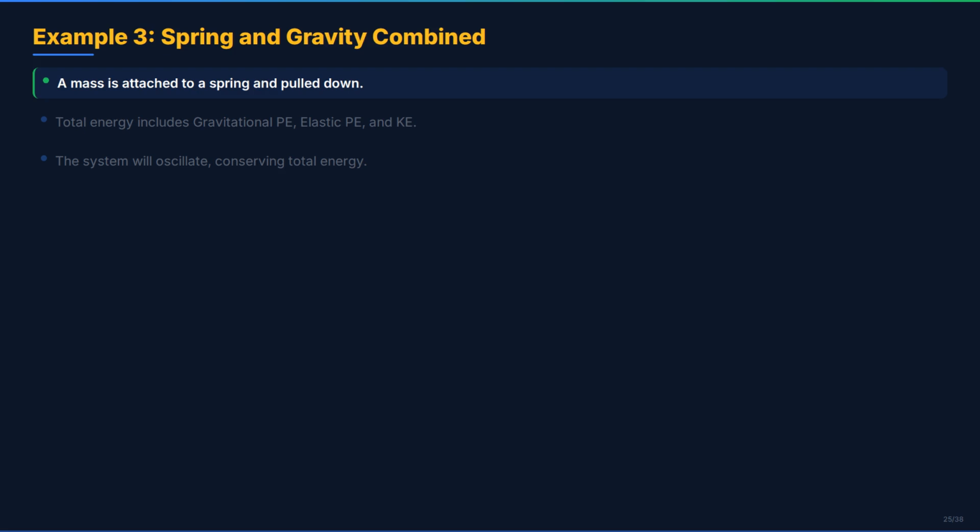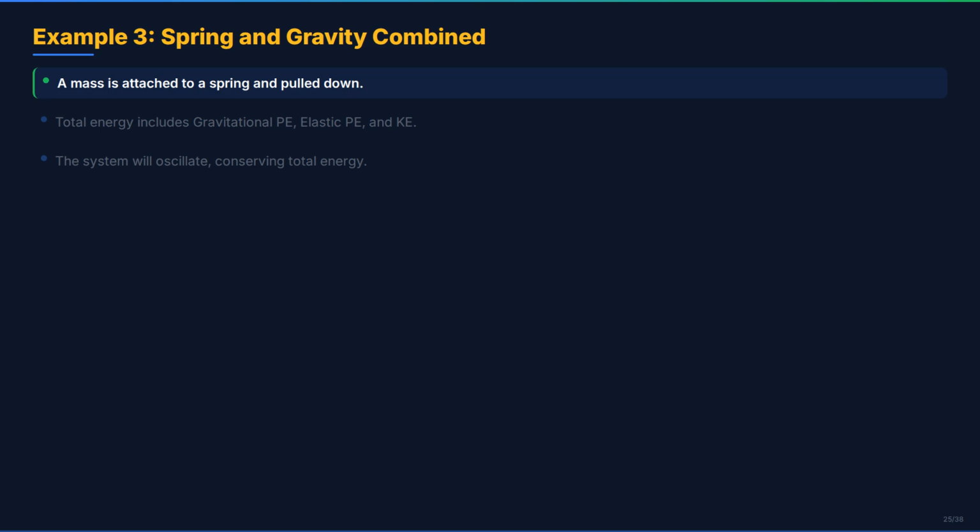This is where things get complex, but also really cool. Imagine hanging a weight from a spring, like a spring scale. Now, we pull the weight down and release it. Here, the total mechanical energy is the sum of three things: gravitational potential energy, due to height; elastic potential energy, due to stretching the spring; and kinetic energy, due to movement.